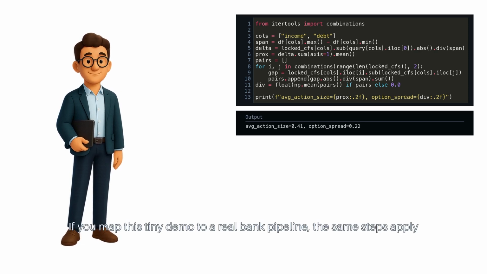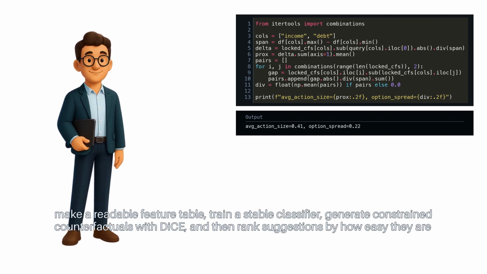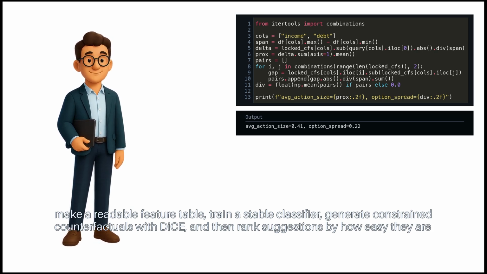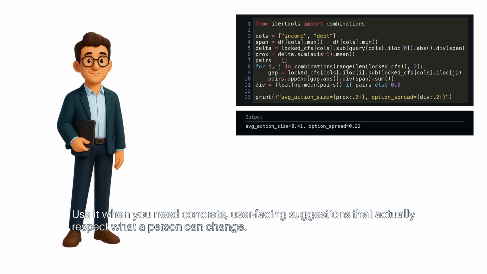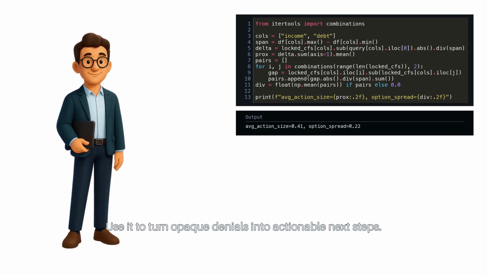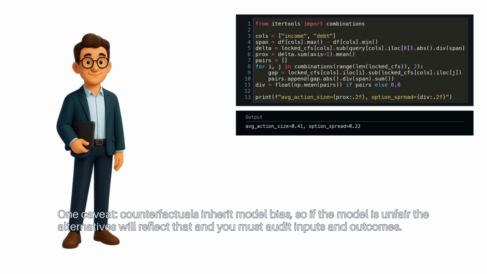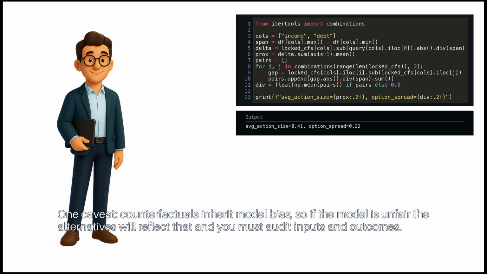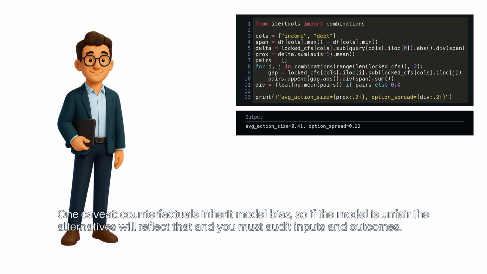If you map this tiny demo to a real bank pipeline, the same steps apply. Make a readable feature table, train a stable classifier, generate constrained counterfactuals with DiCE, and then rank suggestions by how easy they are and how distinct they are. Use it when you need concrete, user-facing suggestions that actually respect what a person can change. Use it to turn opaque denials into actionable next steps. One caveat: counterfactuals inherit model bias. So if the model is unfair, the alternatives will reflect that. And you must audit inputs and outcomes.